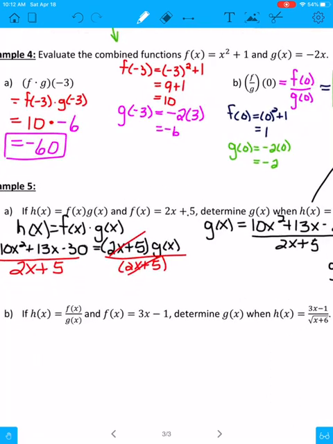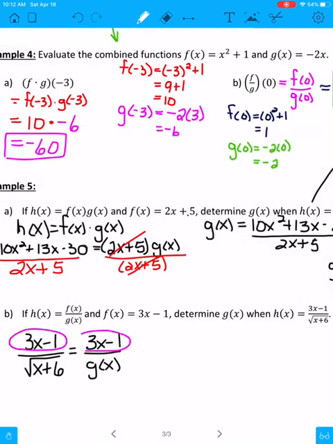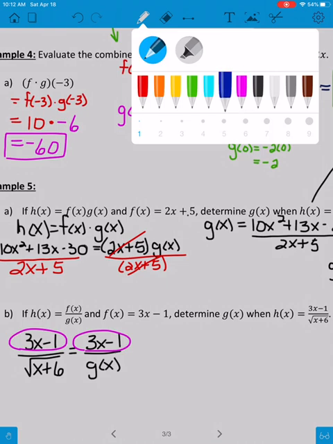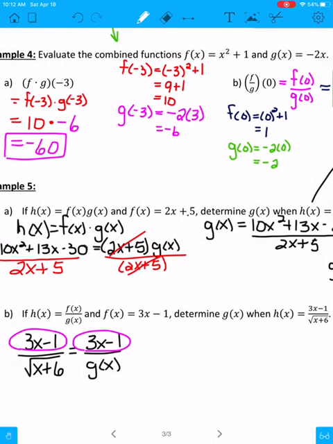And then the last one, h of x equals 3x minus 1 over square root of x plus 6. And it equals f of x, which is 3x minus 1 over g of x. Well, looky here. This one's even easier. If 3x minus 1 equals 3x minus 1, then we can say that square root of x plus 6 must equal g of x. And that's it. That's all.